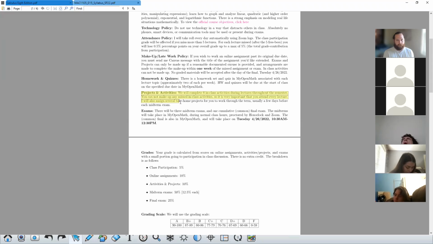All right, projects and activities. So like I said, there's going to be 8 in-class activities. They're kind of sprinkled throughout the semester. I'll get to the course schedule in a minute. And then before each exam, there's going to be a little project, which is like a take-home worksheet thing that's meant to help you practice and prepare for the test.